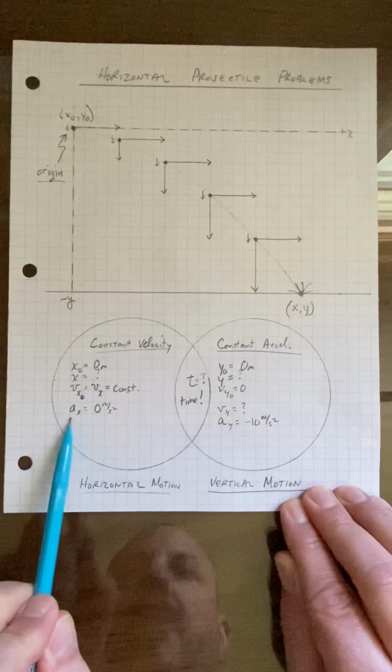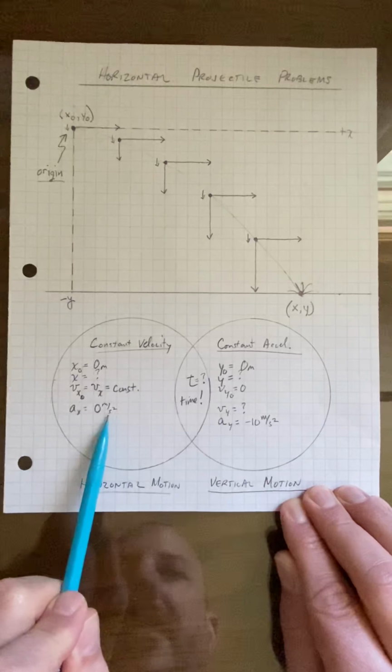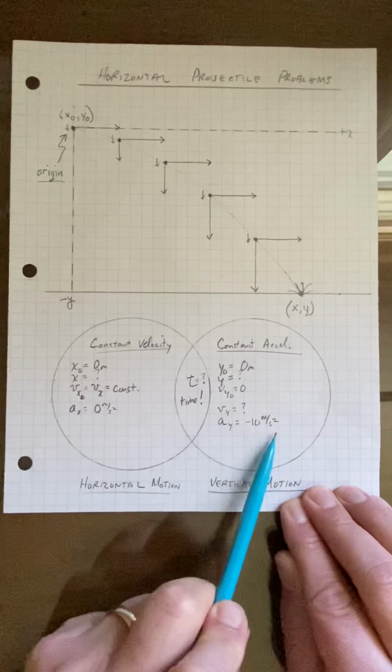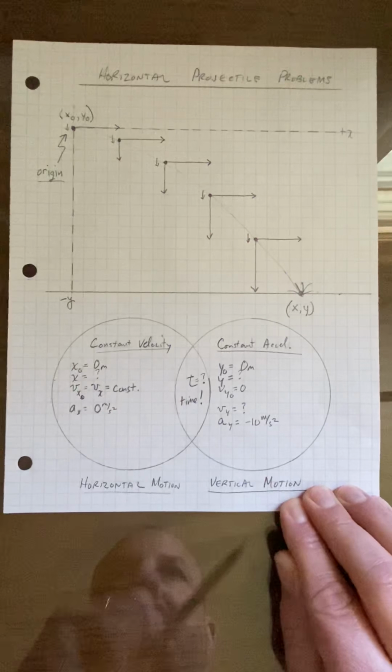Another thing, the horizontal acceleration is 0. There are no horizontal forces acting on the thing as it moves. But the vertical acceleration is negative 10 meters per second squared, always. That's the free fall acceleration.